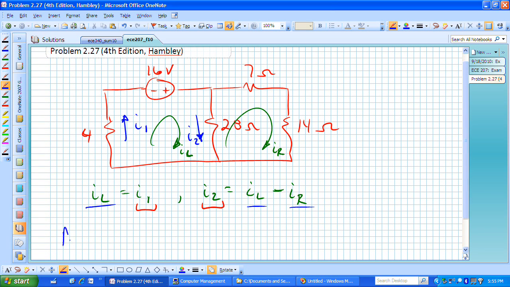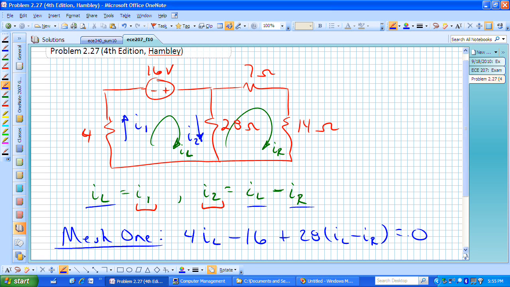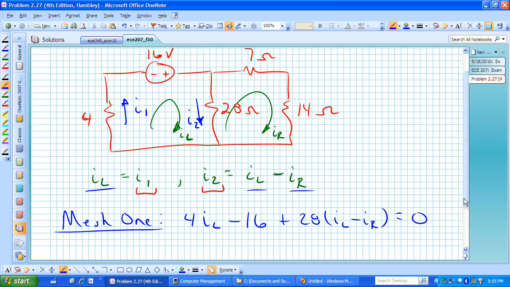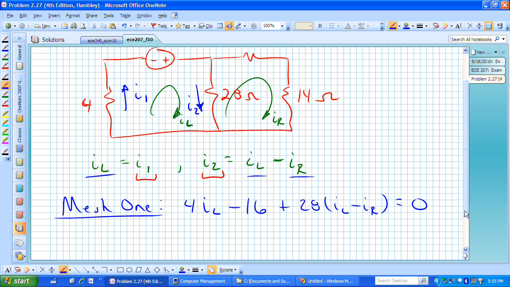We have at mesh 1, 4 times I sub L minus 16 going into the negative terminal of our voltage source plus 28 times I sub L minus I sub R equaling 0. That's mesh 1.